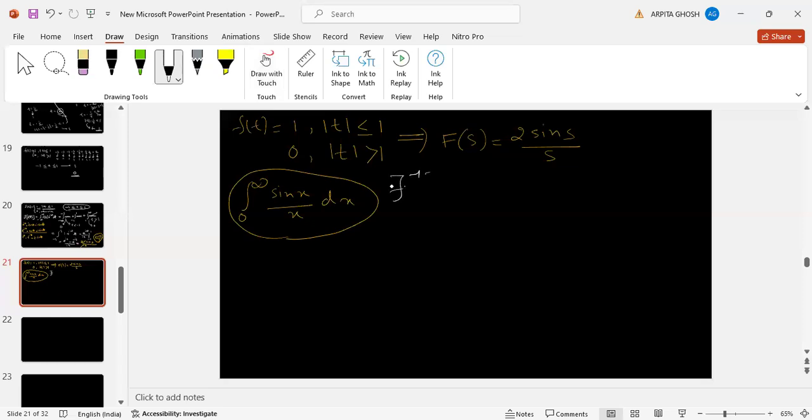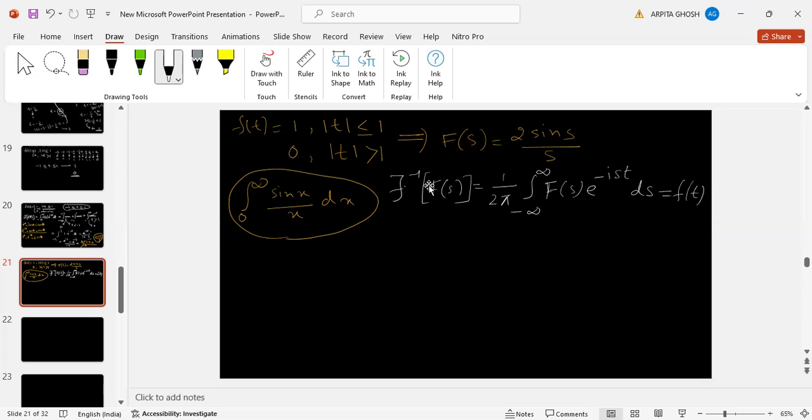Fourier inversion: capital F of s is given by 1 by 2 pi integration minus infinity to plus infinity capital F of s multiplied by e to the power minus ist ds. That is your small f(t). This is our Fourier inversion formula.